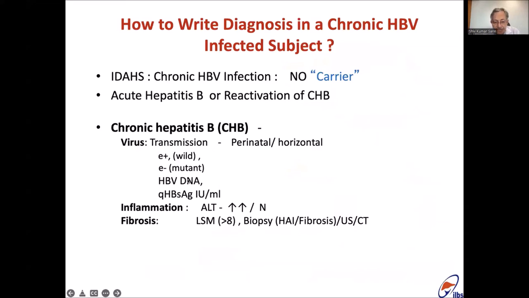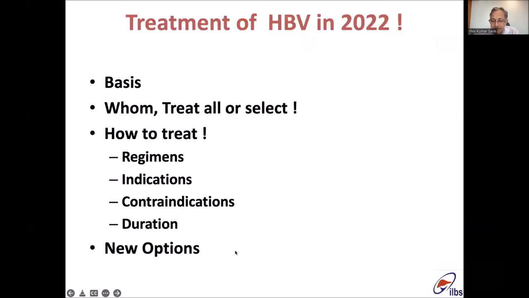Then we have to know the DNA level. Then, as I told you, quantitative HBsAg levels. This is about the virus. Then you have to write about whether liver injury is going on, ALT or SGPT. Is it high? If it is high, DNA is low. If it is normal, DNA is high. So in immune tolerant, you will have normal ALT and high DNA. Then you have to assess fibrosis, whether by biopsy or by fibroscan, liver stiffness. If it is 8 or more, it needs treatment.